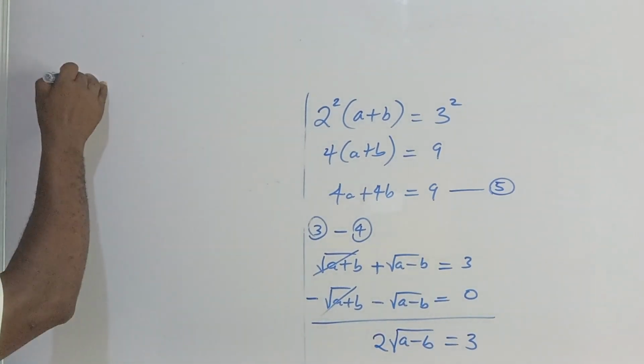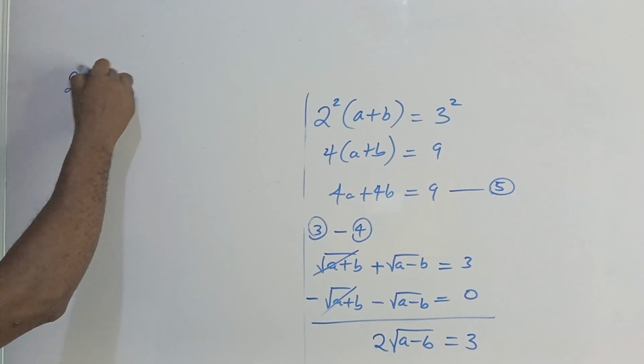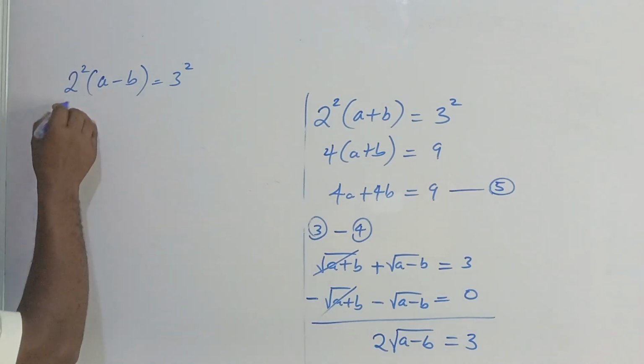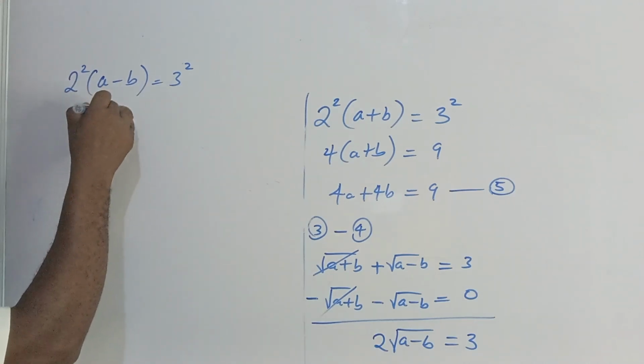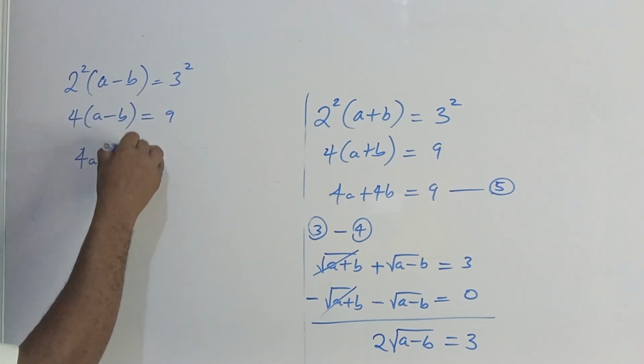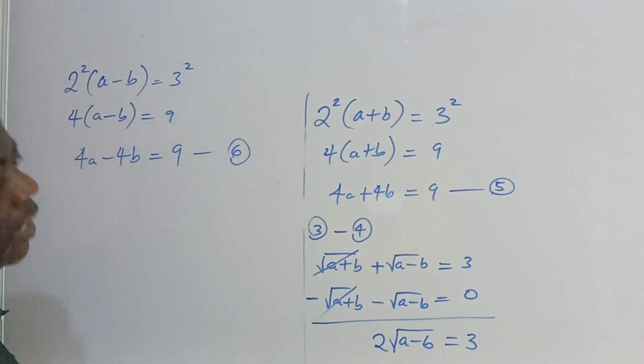From here we have 2 squared into A minus B equal to 3 squared. Then we have 4 into A minus B equal to 9, so 4A minus 4B equal to 9. I'm going to call this equation 6. The final solution now comes down to equation 5 and equation 6.